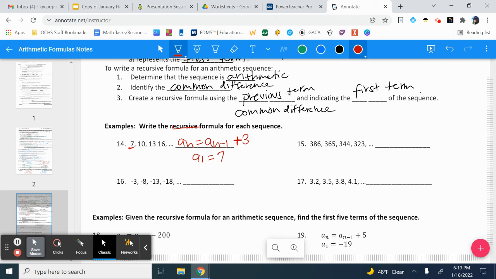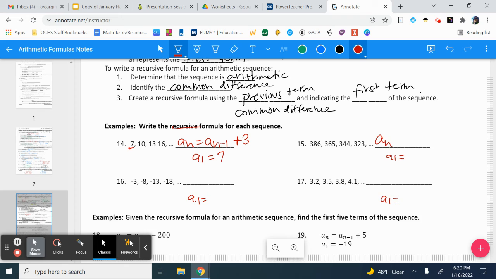Some people like to go through and list their first term before they do anything else. That is completely fine. It's however you choose to do it. Just don't forget that each one of these formulas needs 2 parts to it. For number 15, we have 386, 365, 344, 323. So as I'm looking at this, I can determine that I subtracted 21 every single time.